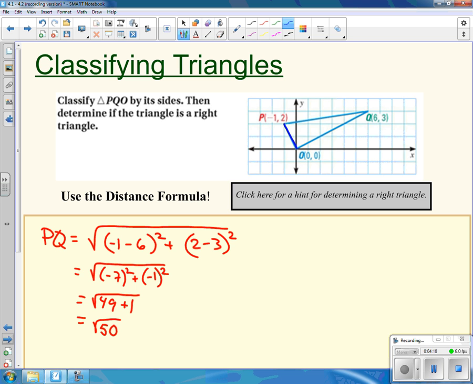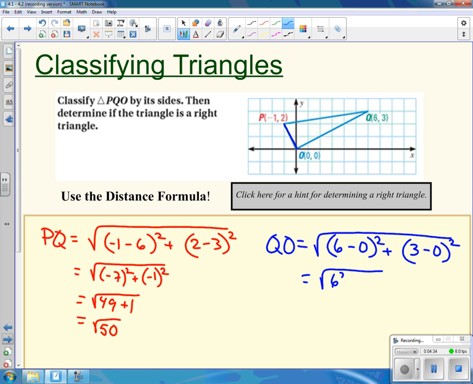Let's take a look at Q to O, that distance. So the square root, and we set up our distance formula, and we're going to plug in our x values first, 6 minus 0, and then our y's, 3 minus 0. So I get values of 6 squared and 3 squared, which is 36 plus 9. So I'm getting the square root of 45. So even though I don't know the exact length in terms of a decimal, I can clearly see from this information here that PQ's length is not the same as the length of QO.